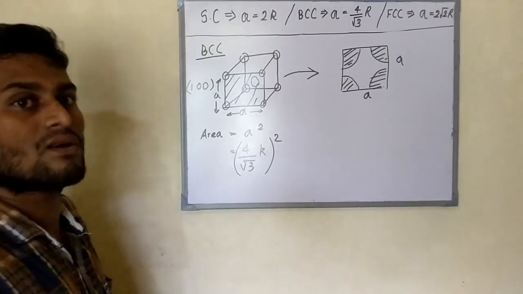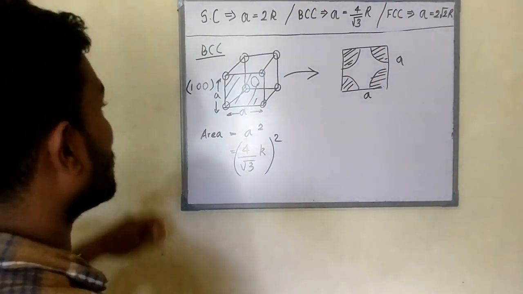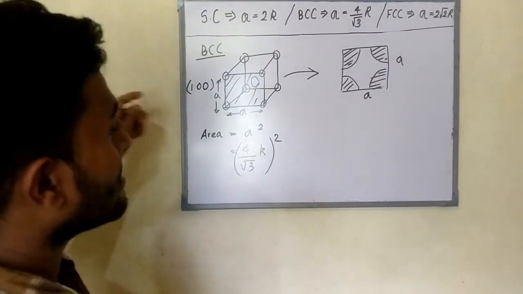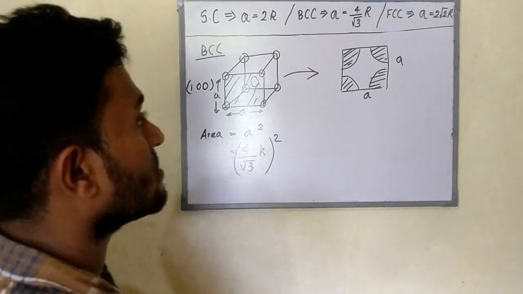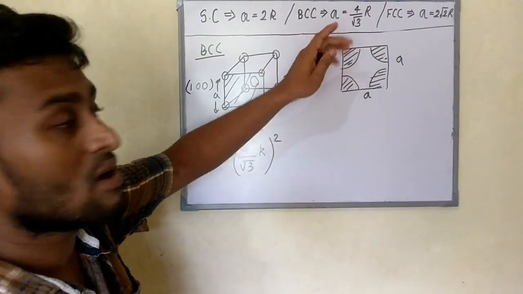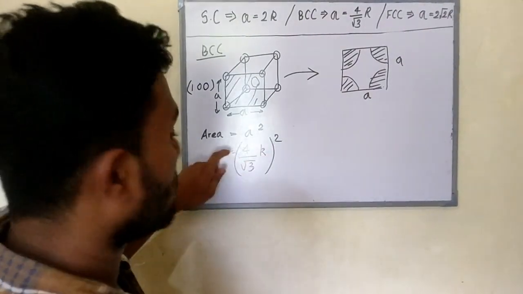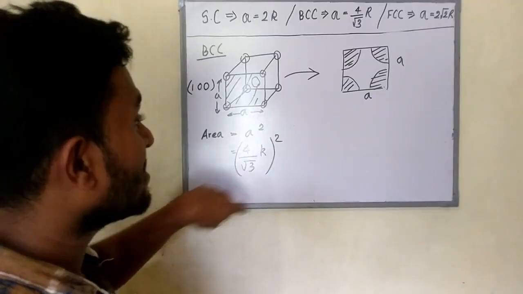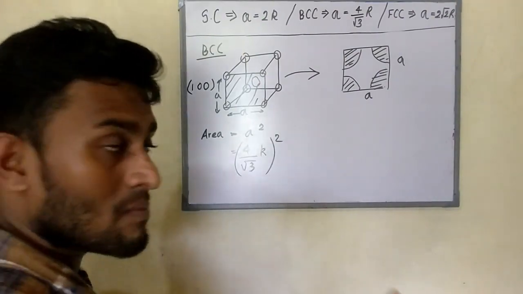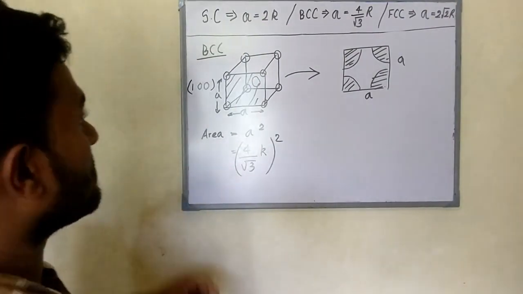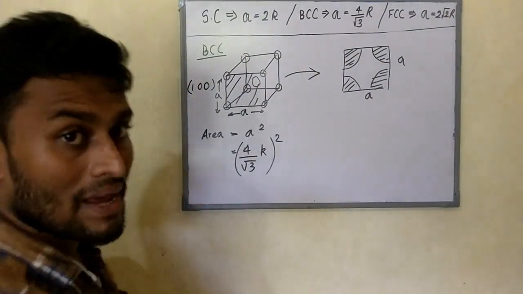Then you can directly go to the planar density for this BCC plane. That is number of atoms centered on the plane, that is 1 over 4 into 4. That is 1. So 1 over 4 over root 3 R squared. Likewise, the same as the previous example, you can find out the planar density.